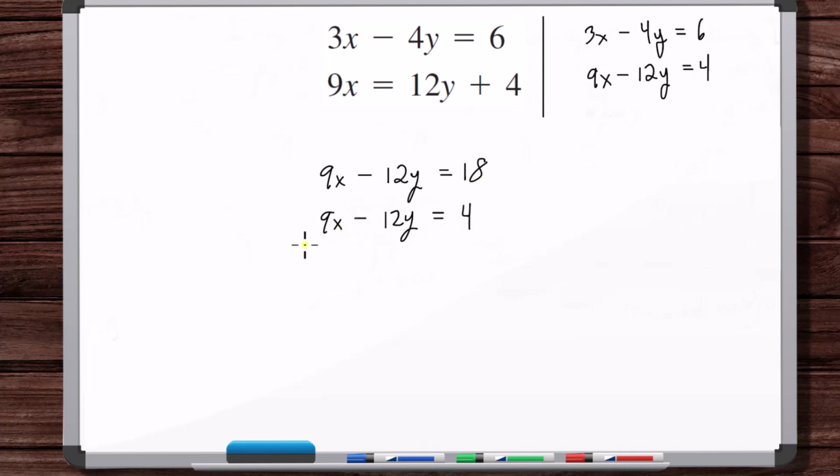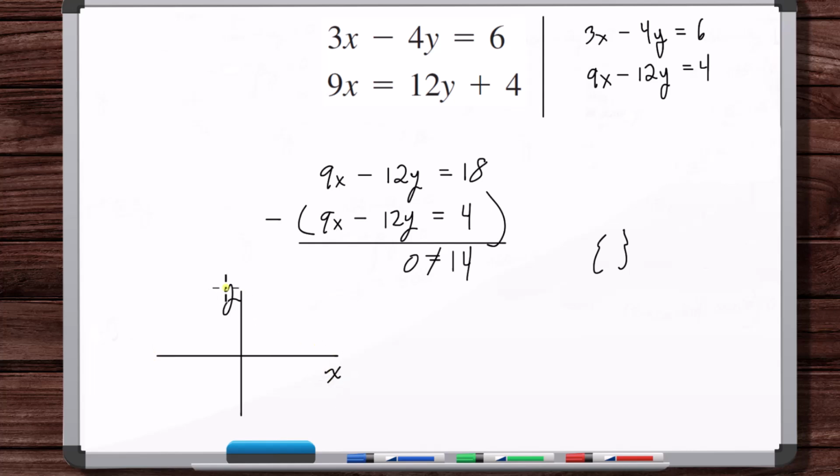Okay, so now if we subtract these two equations, we see that we're going to get 0 is equal to 14, which is never true. So this is a system that has no solution. That means that this is inconsistent. The system is inconsistent. There is no xy pair. So of all the xy pairs in the entire xy plane, there's not one pair that when you plug it in here, it's a solution to the equation.